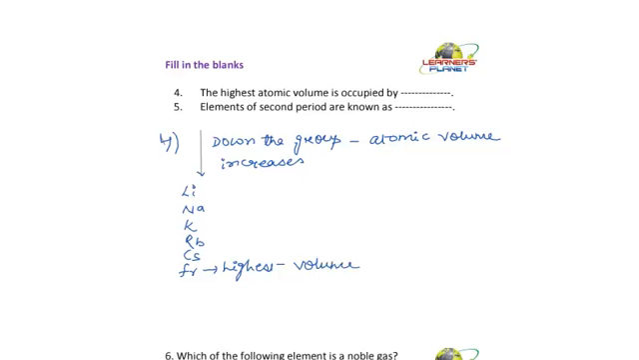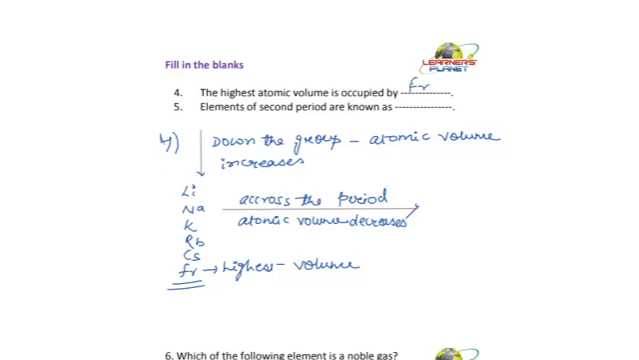And what happens to the volume across the period? Across the period, the atomic volume decreases. Okay? So which will have the highest volume, students? It will be francium. And which will have the least volume in the periodic table? It would be fluorine, right? Because that is the smallest atom, excluding your hydrogen and helium, right?